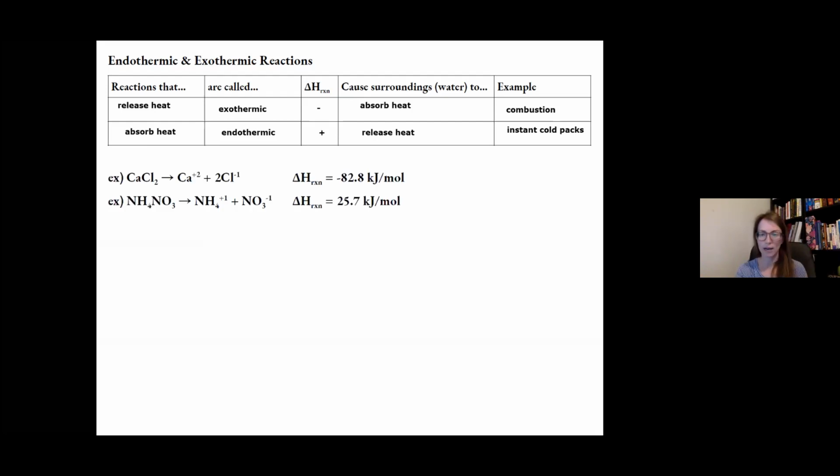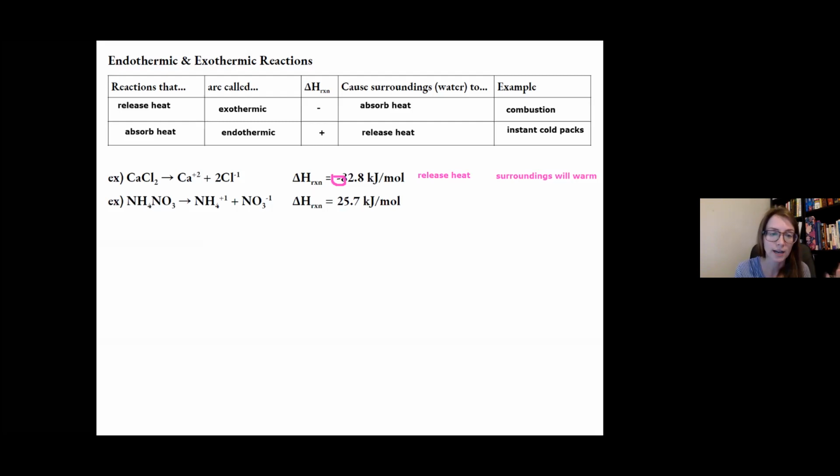Showing you just a couple random reactions here. This first one is calcium chloride dissolving. It supposedly has a heat of reaction of negative 82.8 kJ per mole. Kilojoules, we've been talking about joules. These ones are given in kilojoules per mole. Simply because of the negative sign in front of that 82.8, I know that dissolving calcium chloride will release heat to the surroundings. The surroundings will warm up because they're absorbing that heat.